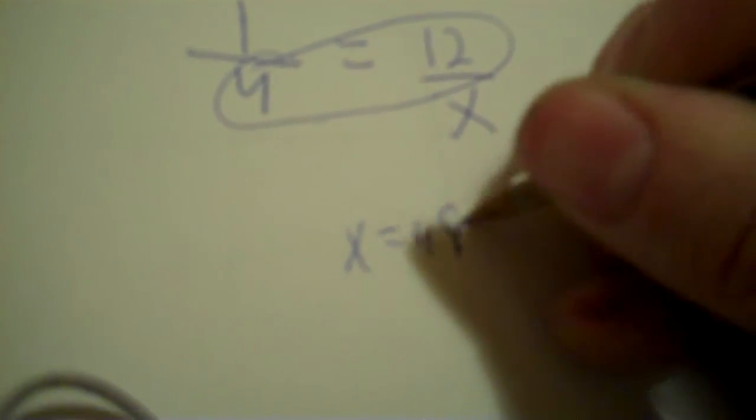1/4. Then we know that 1 times X is equal to 4 times 12. So 4 times 12 is 48. Divided by 1 is 48. X equals 48. So it's going to take 48 minutes to do the 12 figurines.